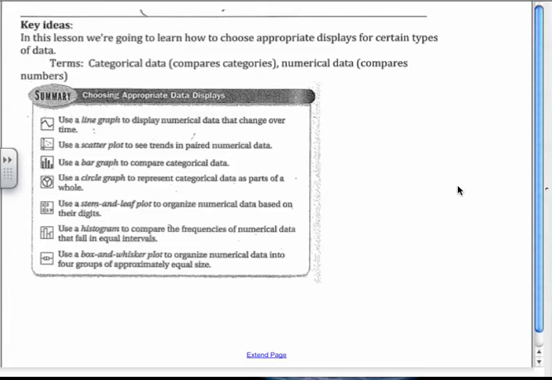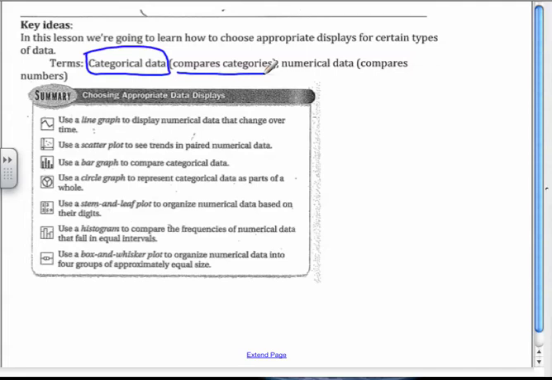So looking up here, a couple of things that we've got. It says, in this lesson we're going to learn how to choose appropriate displays for certain types of data. Guys, categorical data compares categories like the number of dogs that people have as pets, or how many people have cats as pets, and how many people have birds as pets, or fish, or whatever. That would be categorical data.